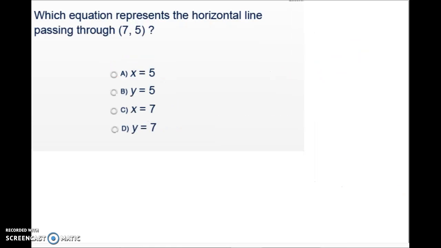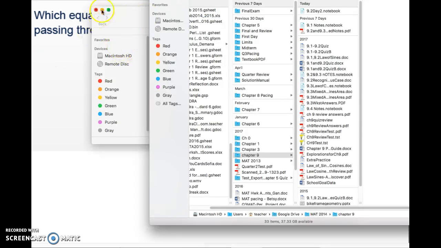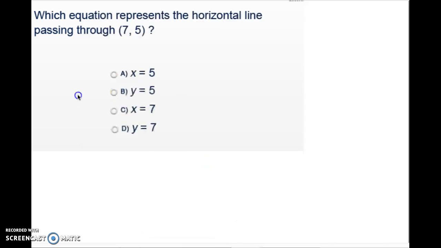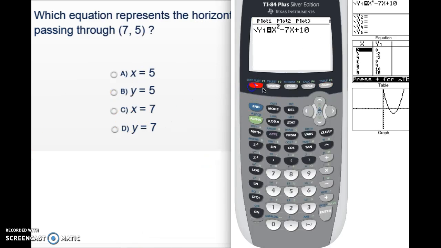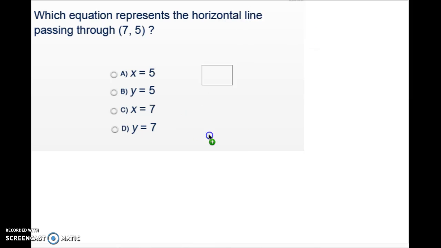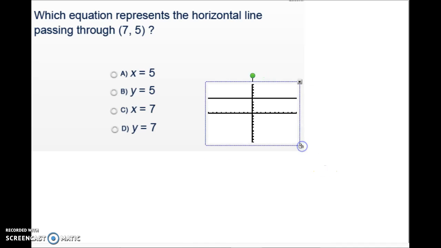All right, now I kept this one on here because I just want to make the point, your calculator can't graph the x equals, it can only graph the y equals. So if we go ahead and type in a y equals 5, if you forget, this reminds us, this is a horizontal line, right? So horizontal line, it looks like the horizon, right, where you can see the sun. This is your horizontal line.